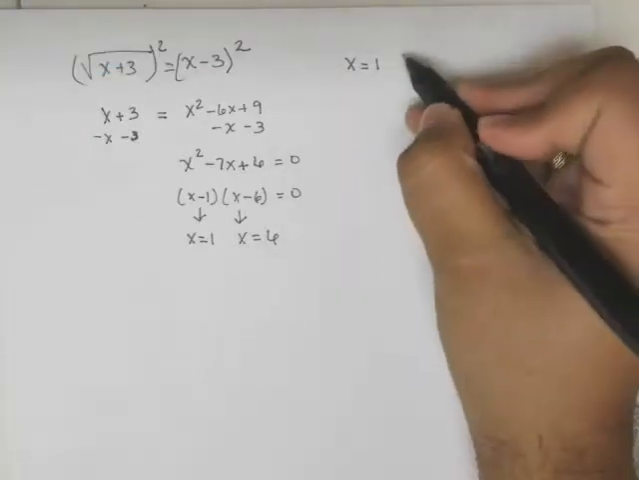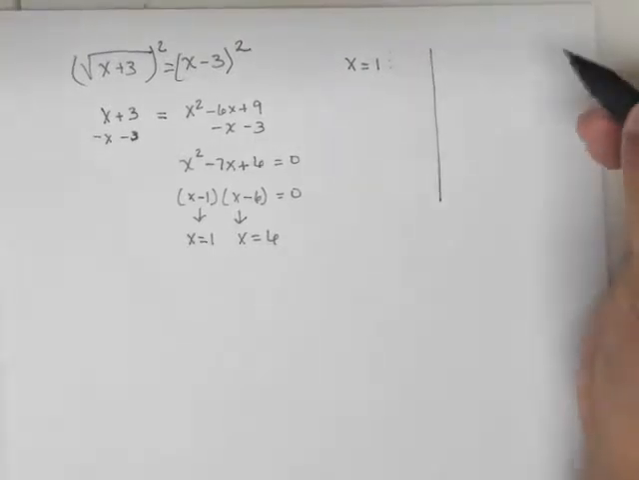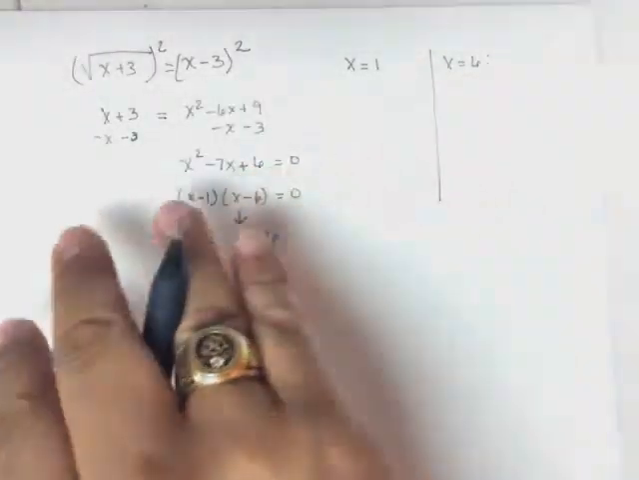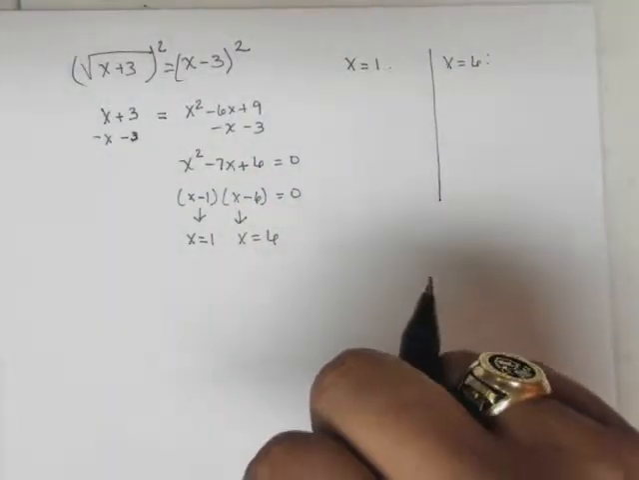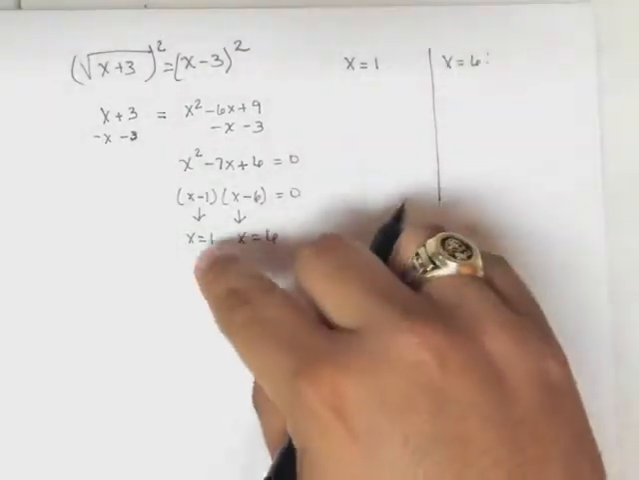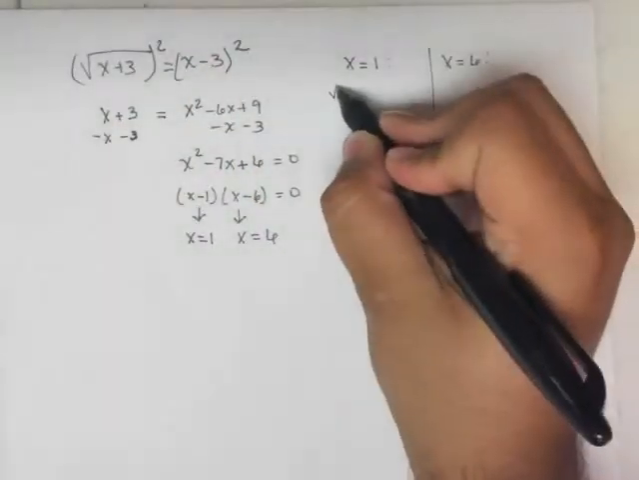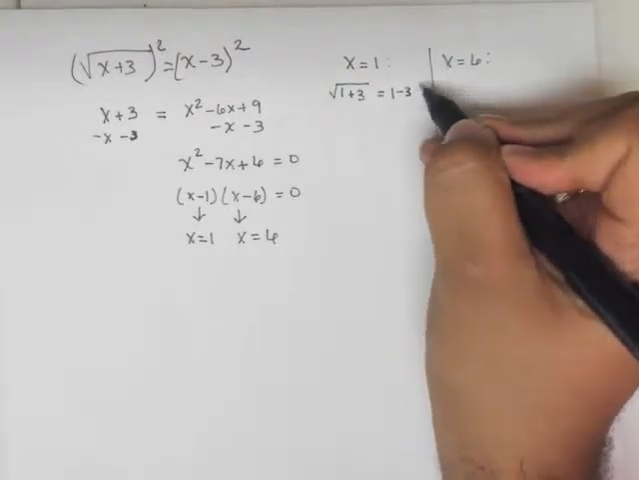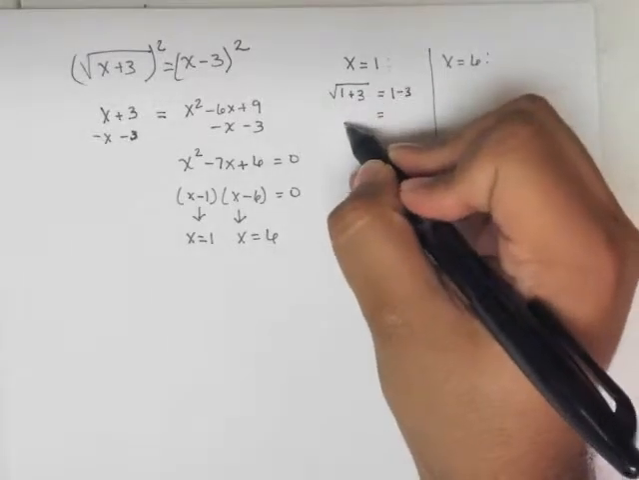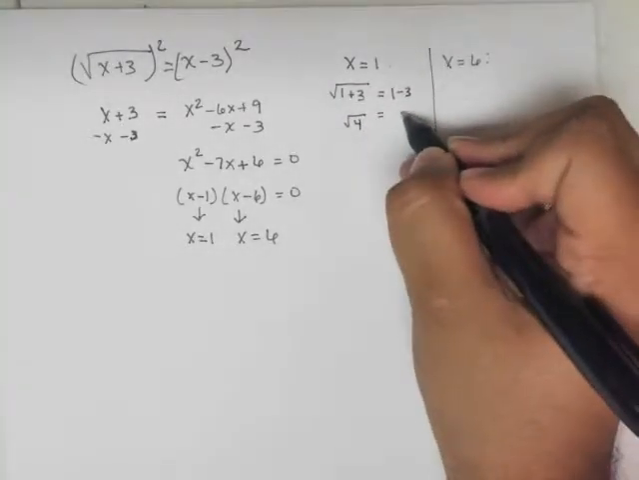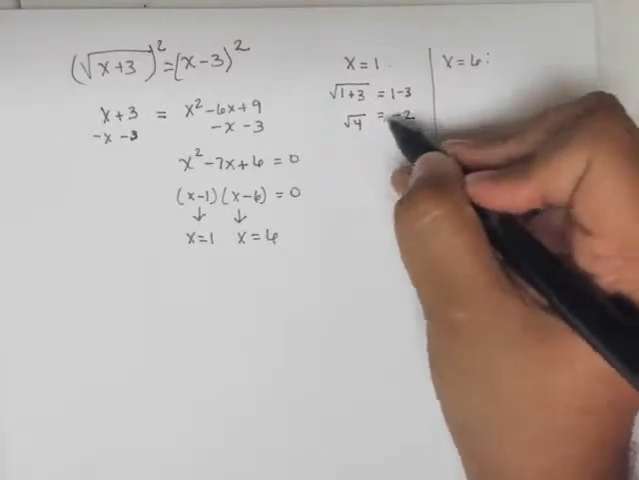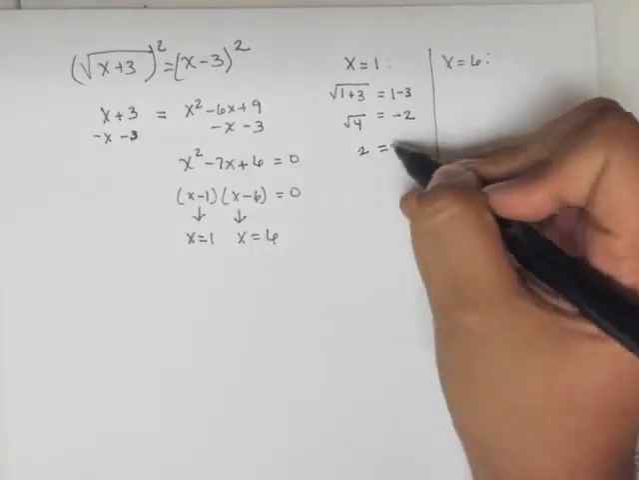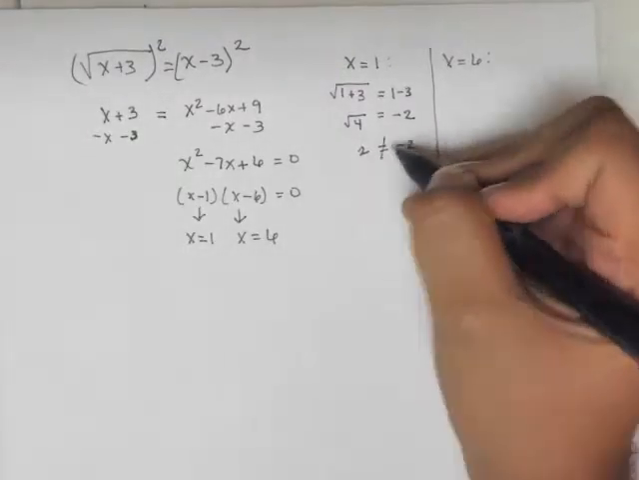So let's first check x equals 1. That's the first case. The second case will be x equals 6. Now there is the possibility that this can have no solution at all, but let's find out. We're going to plug 1 into the original equation. So the square root of 1 plus 3 should equal 1 minus 3. And what's the square root of 1 plus 3? It's the square root of 4. And what's 1 minus 3? That is negative 2. And the square root of 4, the principal root, is 2. And that we know does not equal negative 2.